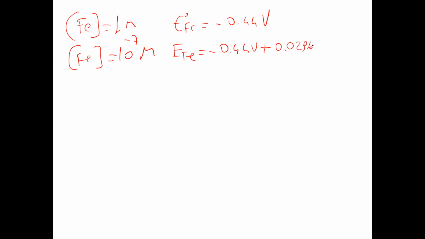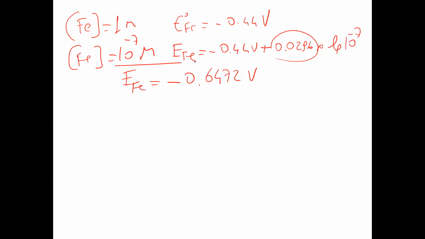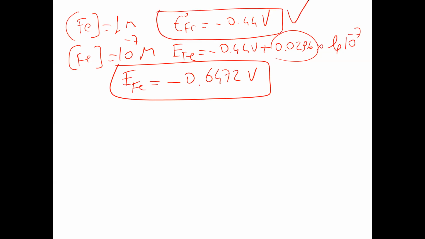If the iron concentration drops to 10 to minus 7 molar, E reduction is minus 0.44 volt plus 0.0296 volt, which is 0.0592 divided by 2, times the logarithm of 10 to minus 7. The iron reduction potential drops, ladies and gentlemen, to minus 0.6472 volt. If it is 1 molar, it was minus 0.44 volt, and it drops to minus 0.6472 volt.